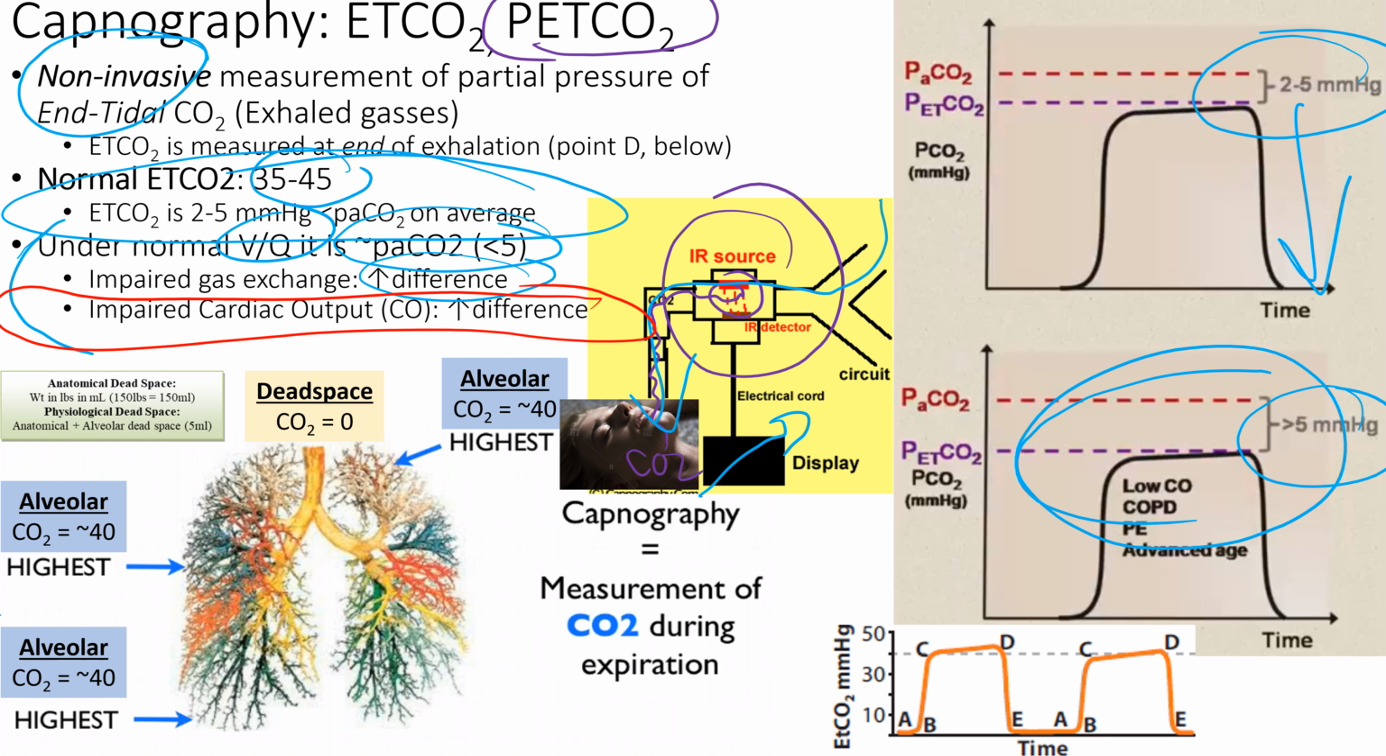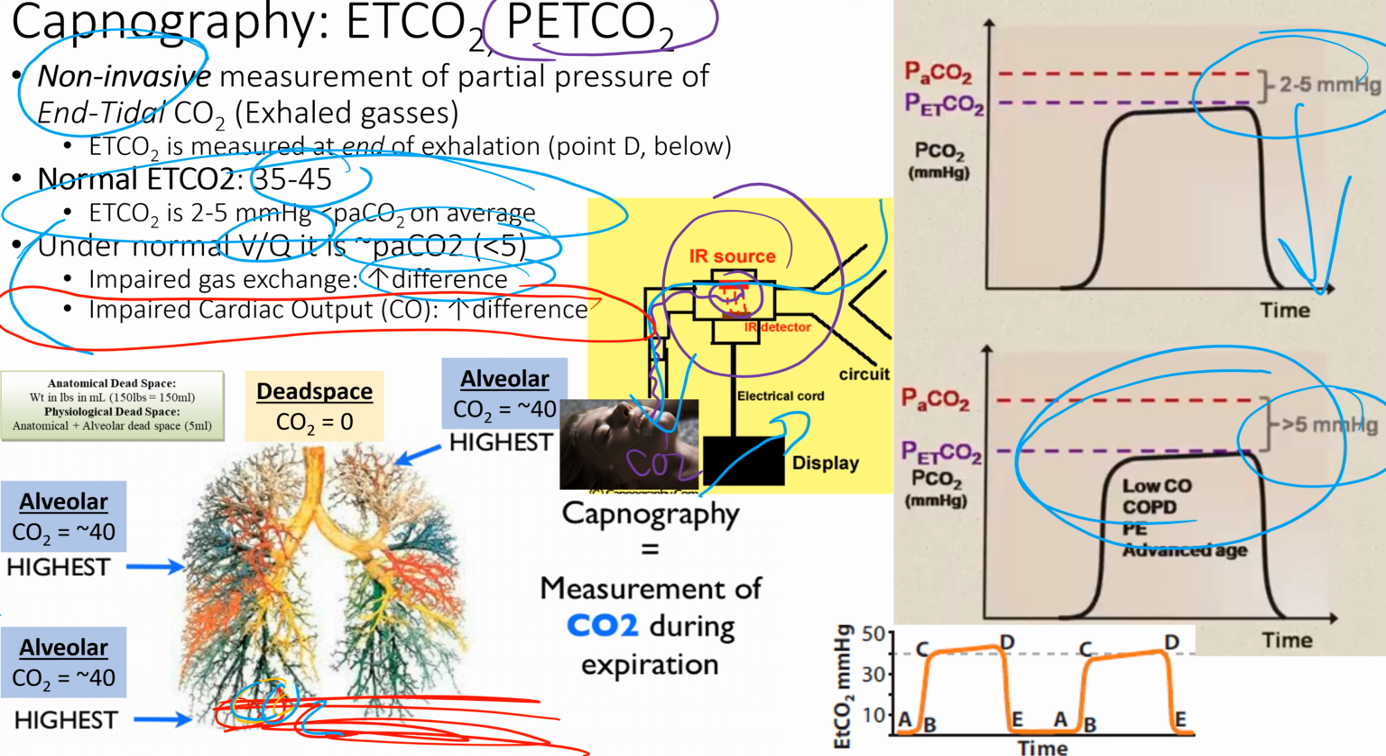Because if you imagine the blood just down here, we're delivering CO2 to the lungs, right? CO2 is being delivered to the lungs, and if there's less CO2 being delivered because my right ventricle is failing, then less CO2 is going to be exhaled.